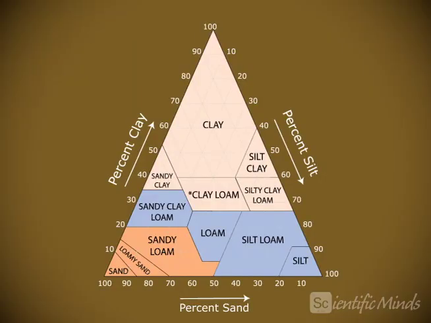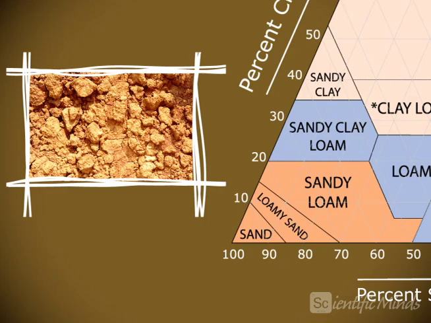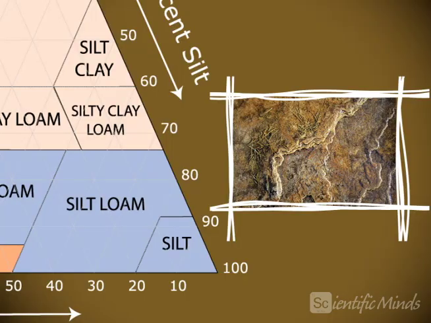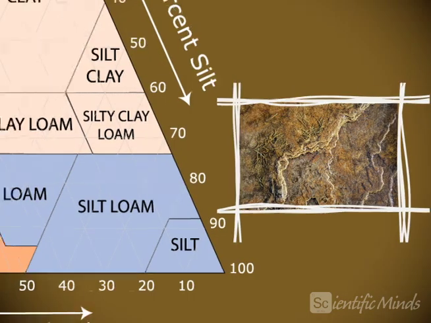By feeling the texture of the soil, you should be able to tell whether it contains more sand, clay, or silt. A sandy soil has larger particles and will feel rough and gritty. A clay soil has small particles and will feel hard when dry and sticky when wet. A silty soil has mid-sized particles and will feel smooth like flour.